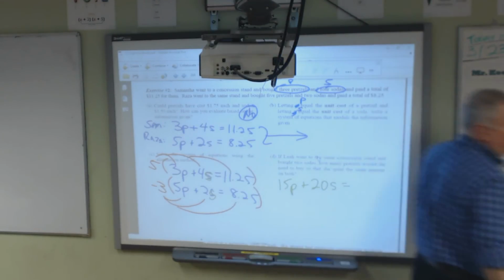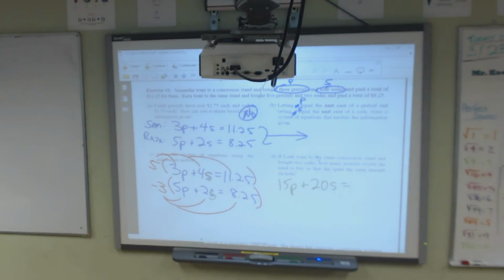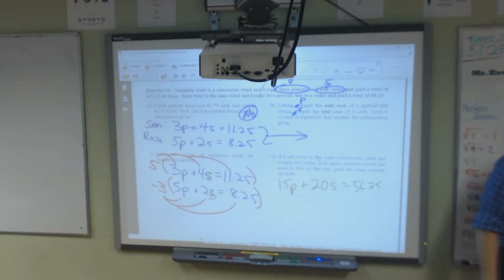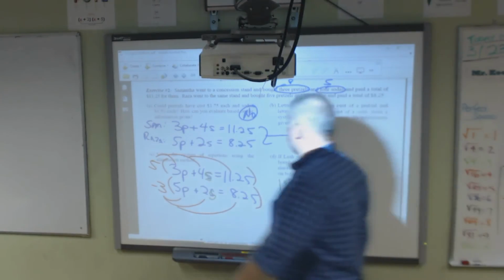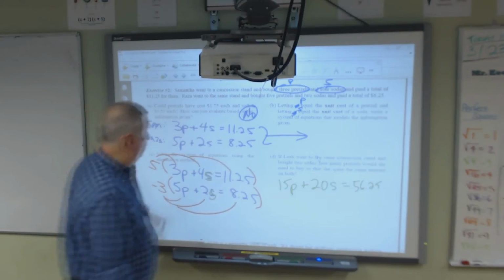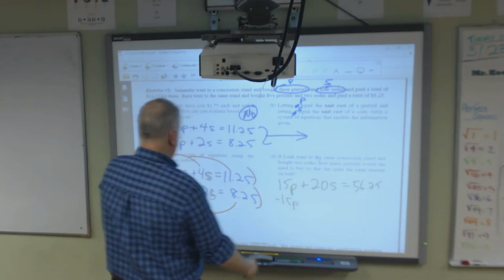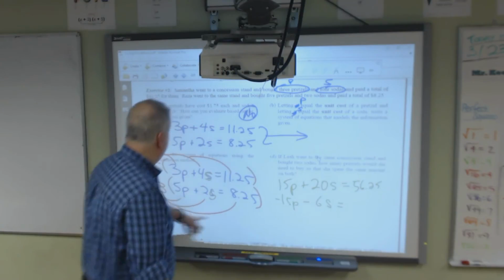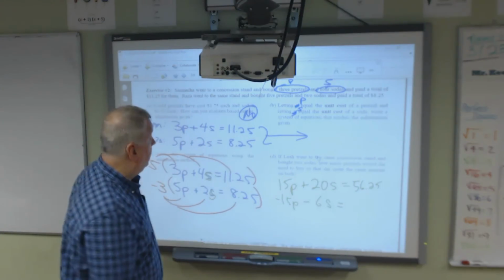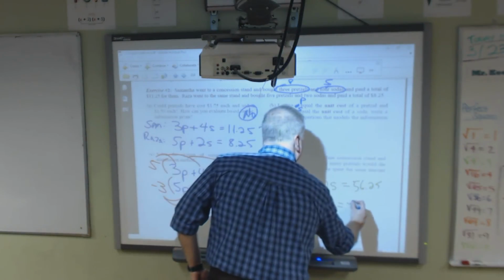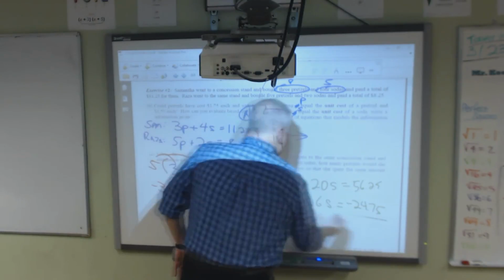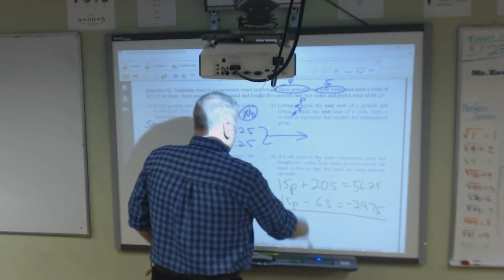What's 5 times 11.25? Wait, give me a second. 56.25. That's what I was going to say. Calculate that. Malik, you got to sit up. What's -3 times 8.25? So this is going to be negative 15P. I think it's negative 24.75, right? It's negative 24.75. Sometimes you just have to know how much you got in your pocket.